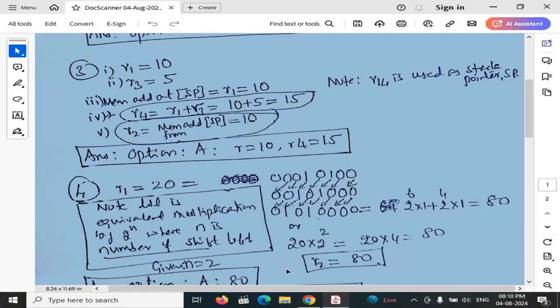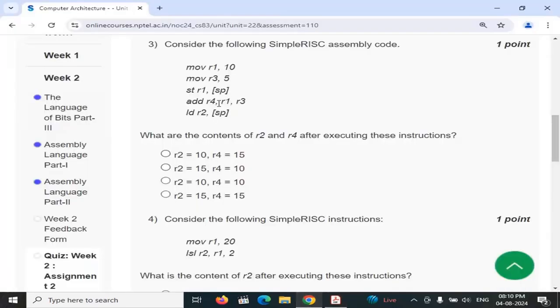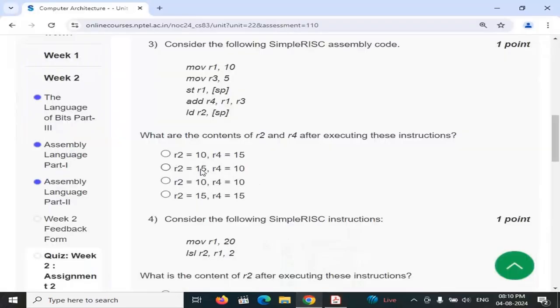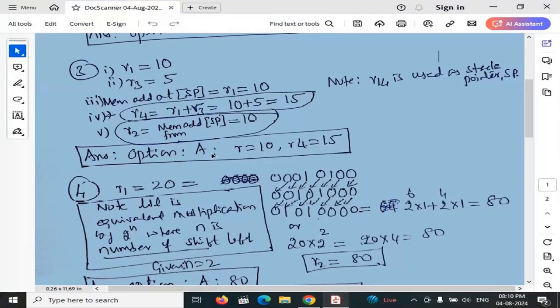The last, fifth instruction is load. From the memory address to R2. In the memory address it is 10, and that will be copied to R2. So the answer is option A: R2 equals 10, R4 equals 15. Option A.